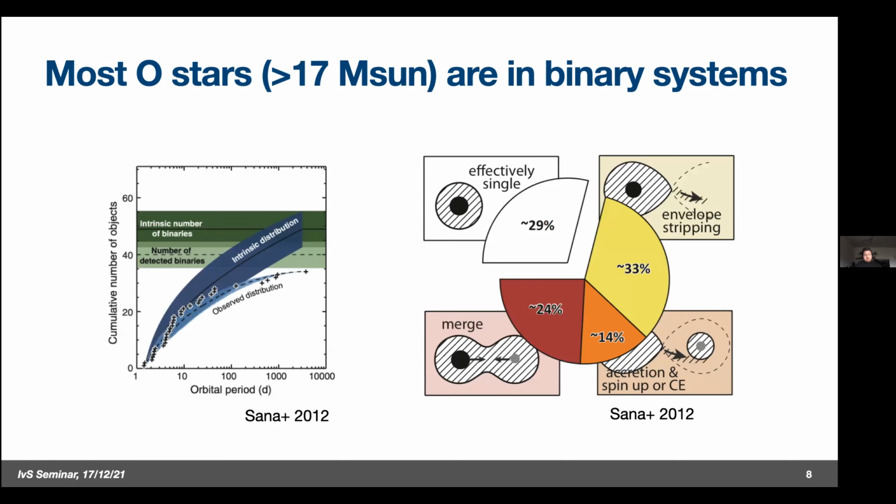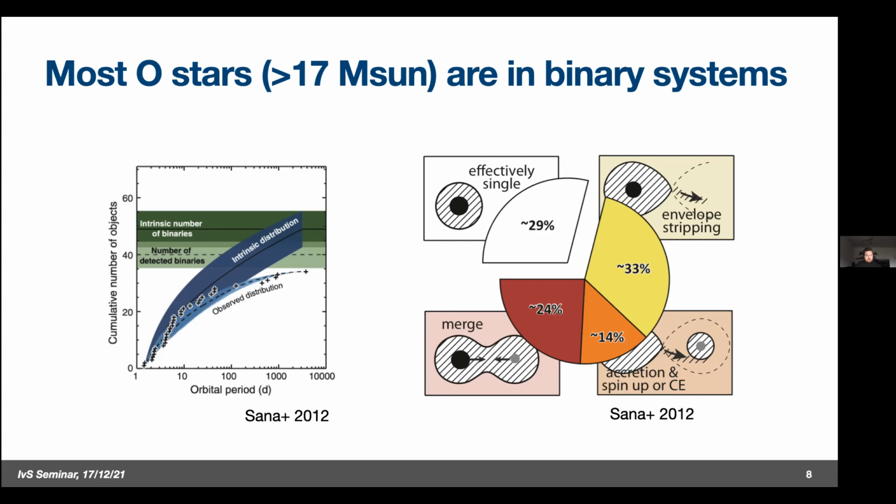But let's start on the O stars first. So we know that most O stars are in binary systems. And it turns out binarity is a very important aspect for massive star evolution, as a lot of these binary systems have periods that are close enough for these stars to interact throughout the lifetime of a massive star. These interactions can be anything from merging to envelope stripping to things like accretion. Anything that changes the mass and chemical composition of a star is going to have a big impact on the evolution of that star.